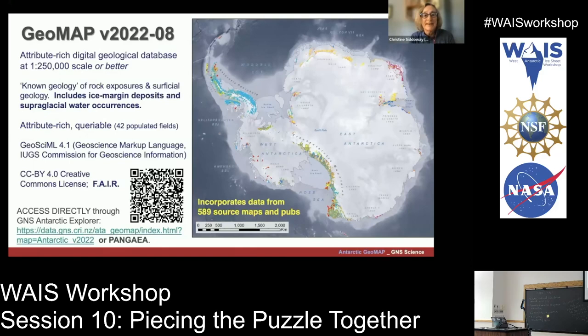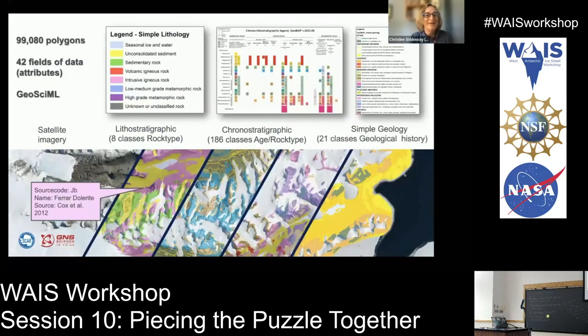The online data set is attribute rich, queryable with 42 populated fields, uses GeoSciML, and is offered in the Creative Commons following FAIR data principles. The renderings in this image, I'll follow in sequence from left to right. Contemporary satellite imagery and digital globe data from Polar Geospatial Center was the basis for spatial geolocation.